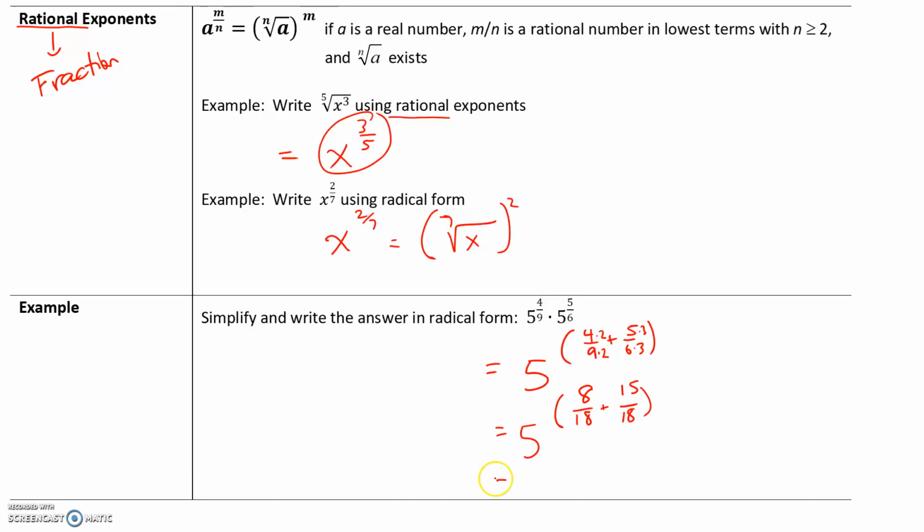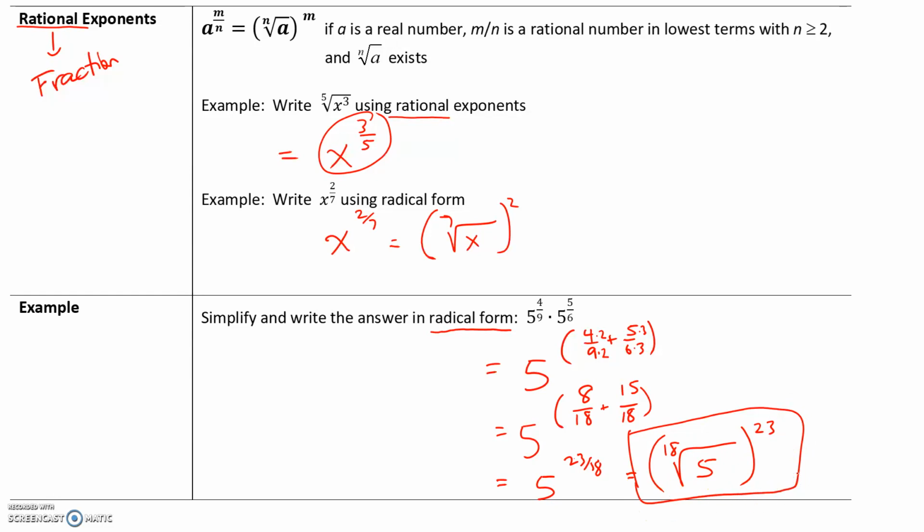Now that we have a common denominator, we can add the numerators. 8 plus 15 is 23, divided by 18. And then notice it says write the final answer in radical form. So we have the 18th root of 5. Why? Because the denominator always gives you the root, and the numerator always gives you the exponent. So that's going to be the 18th root of 5 raised to the 23rd power.